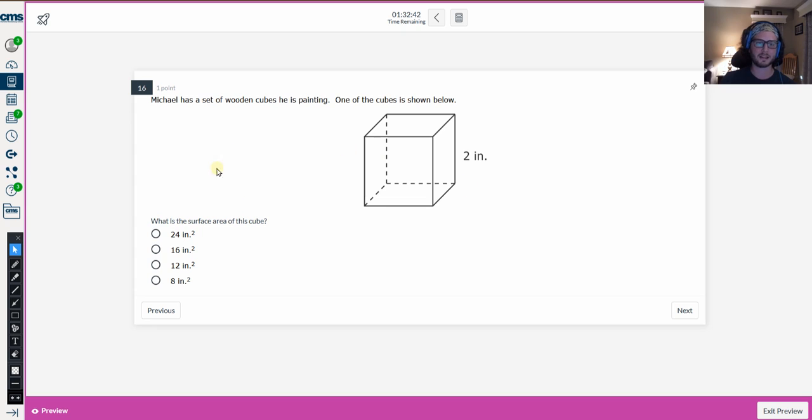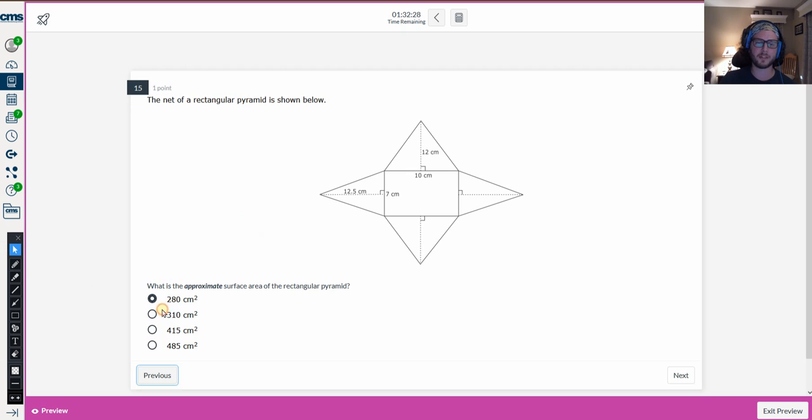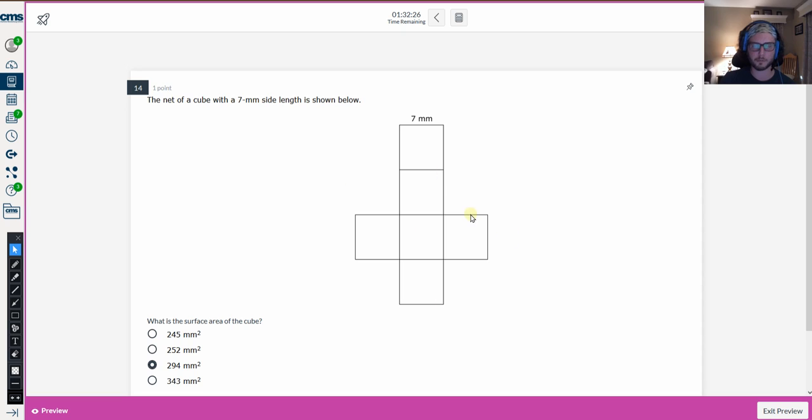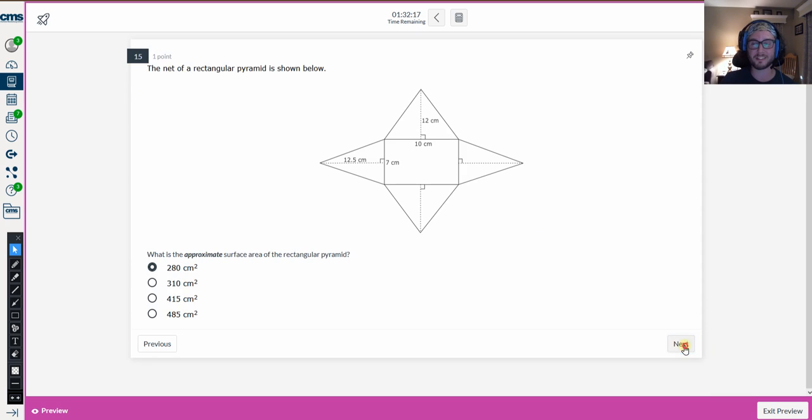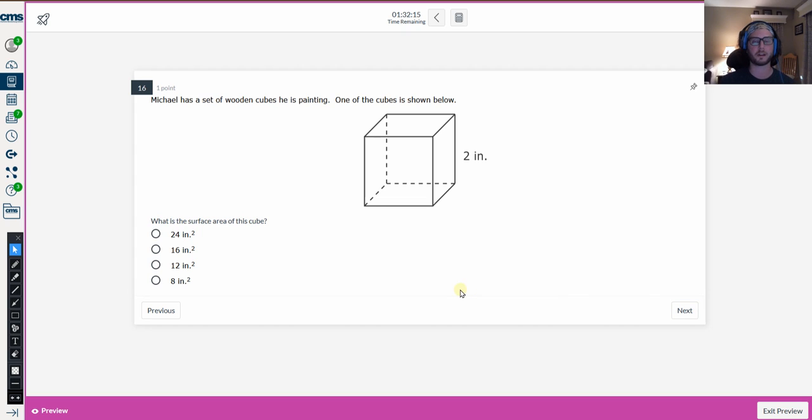And then last but not least, there's one more after this. For number 16, this one shows a cube, but it doesn't show us the entire cube unfolded. What I want you to do when you see this problem is think about what we did for this problem. We found the area of one of the squares and then multiplied it by 6 because it is a cube, and it will have the same area for all 6 faces. Do the same exact thing with this type of shape.